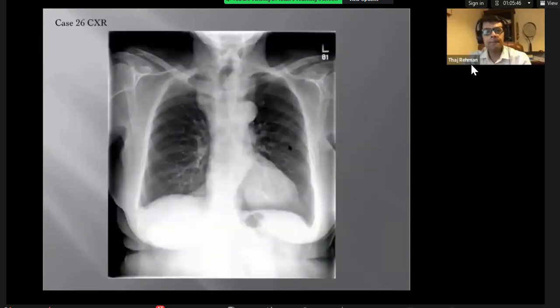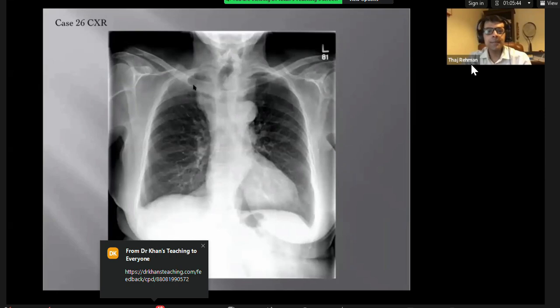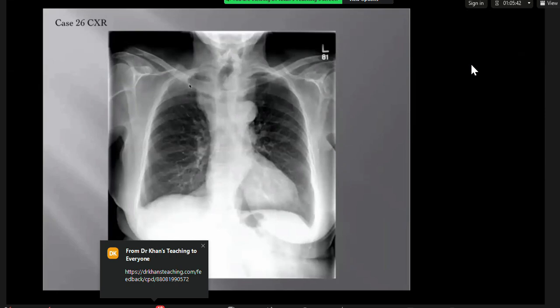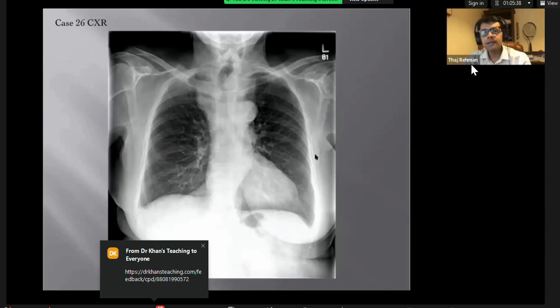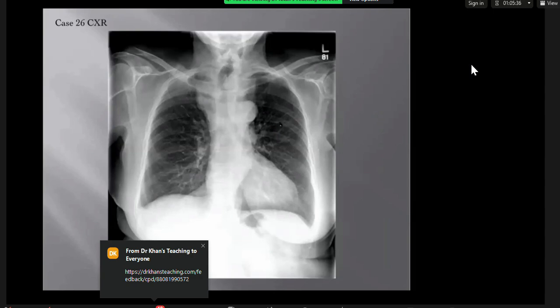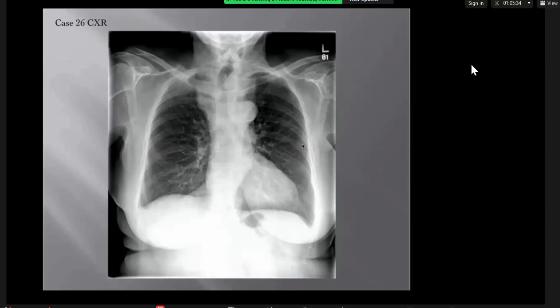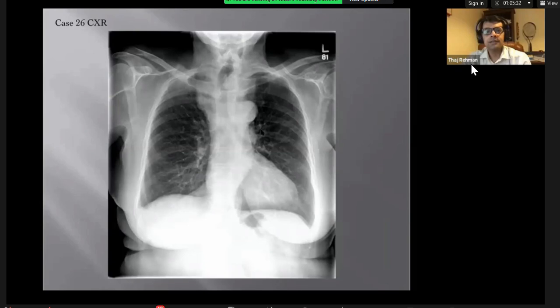So actually, this is the same patient with the rib lesion. And there is a previous axillary clearance. Very good. So metastatic lesion.